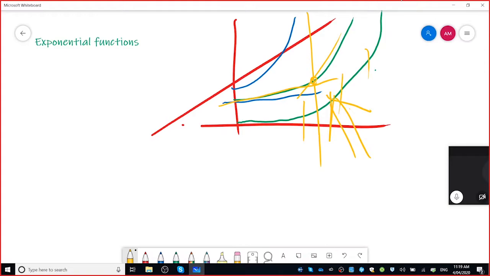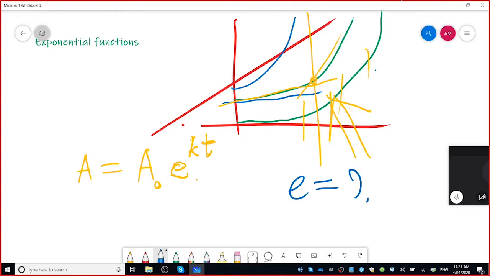Okay. What is the formula for that? So the formula here is A is equal to A naught, e to the power. E is a constant, and do you know what its value is? It is 2.71. And it is called e.